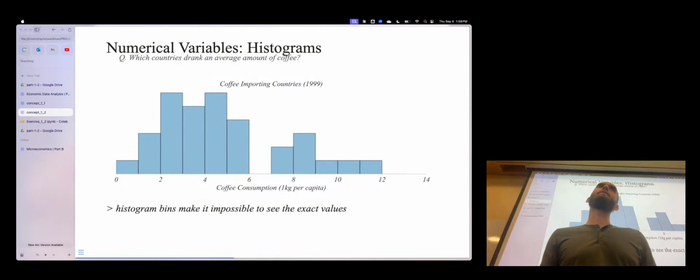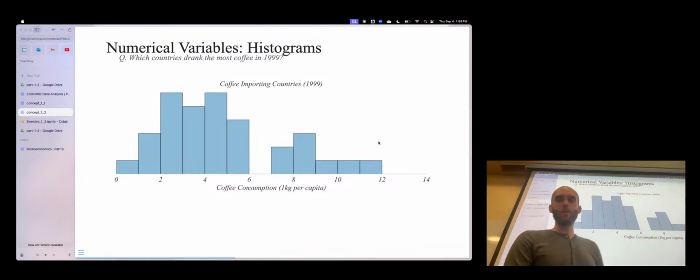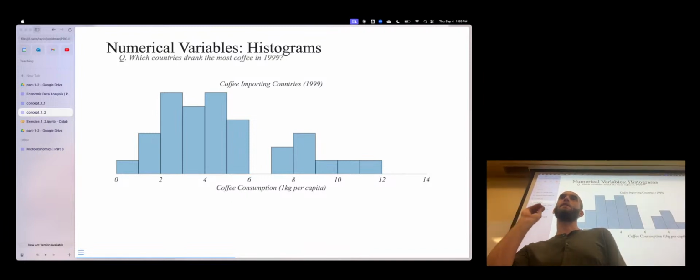And we also don't know exactly which countries are consuming which. So if I were to ask you a different kind of question, which countries drank the most coffee in this year, you actually don't even know what that value is. Now you know you can't answer this question, but how much is the largest coffee consuming country consuming? Well, we don't know because we put the values in bins. We know the range. We know there is a coffee consuming country that's consuming somewhere between 11 and 12 kilograms, but we don't know what that actual number is. And the reason is because we put our values in bins. I have a better way with a box plot.